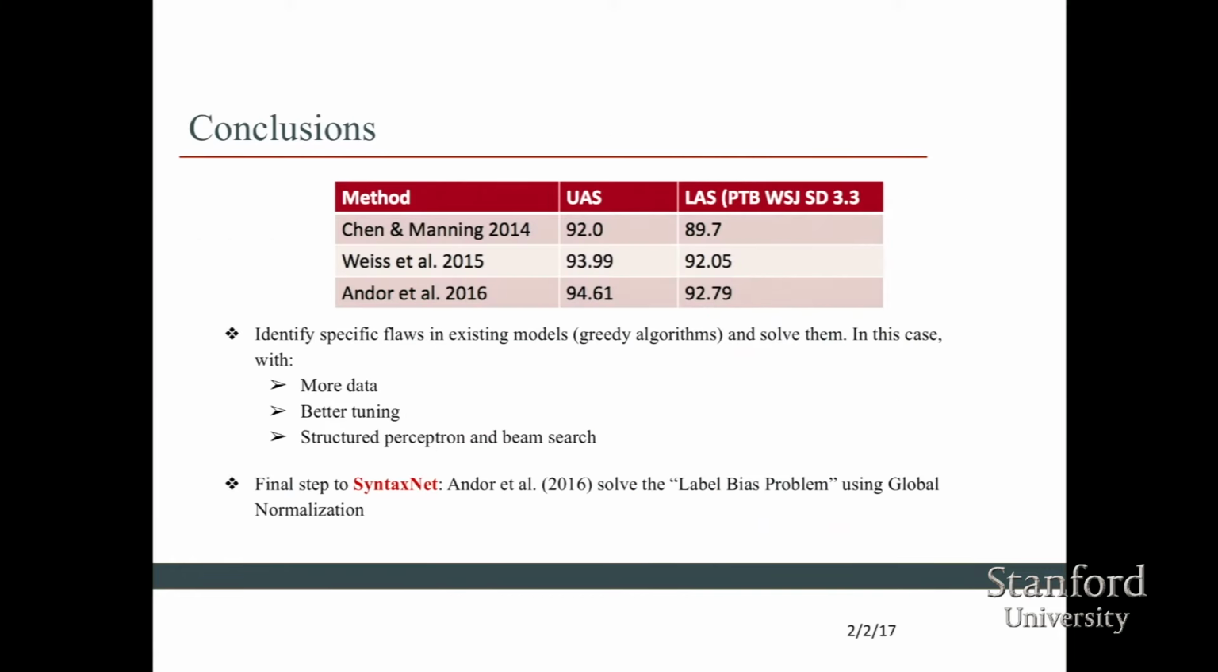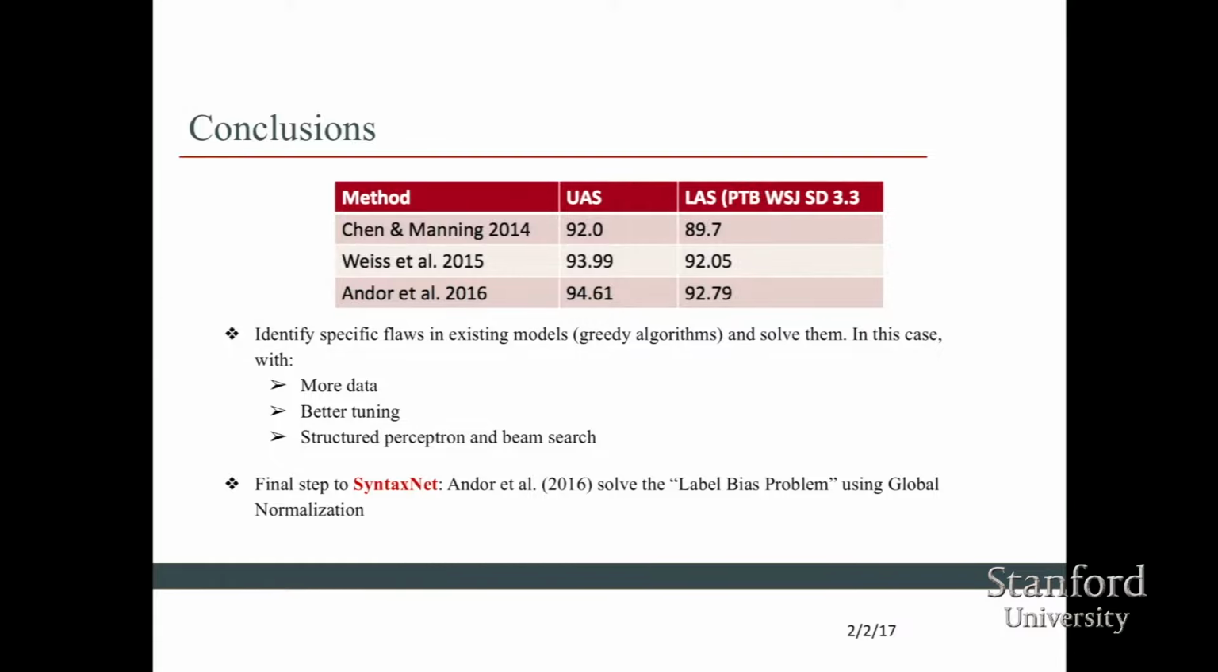model. So in summary, Chen and Manning had an unlabeled attachment score of 92%, already phenomenal performance. And with those 3 changes, they boosted it to 94%. And then there's only 0.6% left to get you to SyntaxNet, which is Google's 2016 state-of-the-art model. And if you're curious what they did to get that 0.6%, take a look at Andor et al.'s paper, which uses global normalization instead of local normalization.